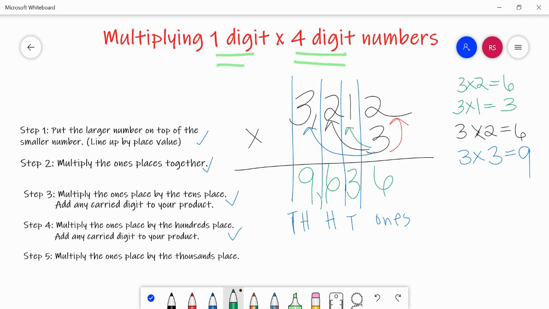9,636 is my product. So this one, we didn't have any carrying that we had to do. There was nothing that we had to carry over. So a problem like this should be pretty simple for you to do just because it's just your basic multiplication facts. Now let's do one where we're going to have to carry over some digits.